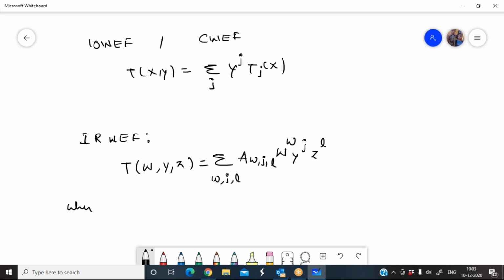Where A w comma j comma l is the, any guesses? Number of code sequences. Number of code sequences of, what is L here? Length. So length L with, what is J? Anyone? Please respond. What is J?